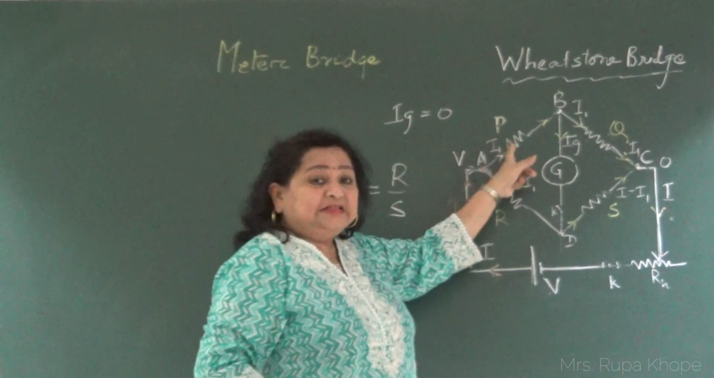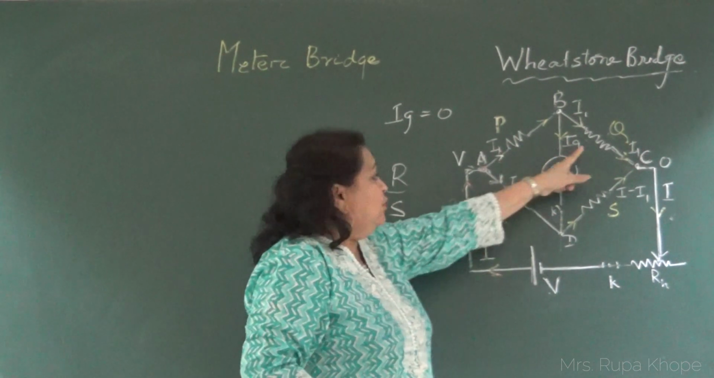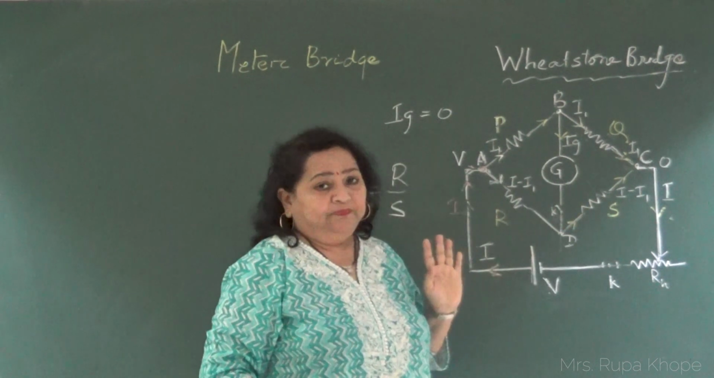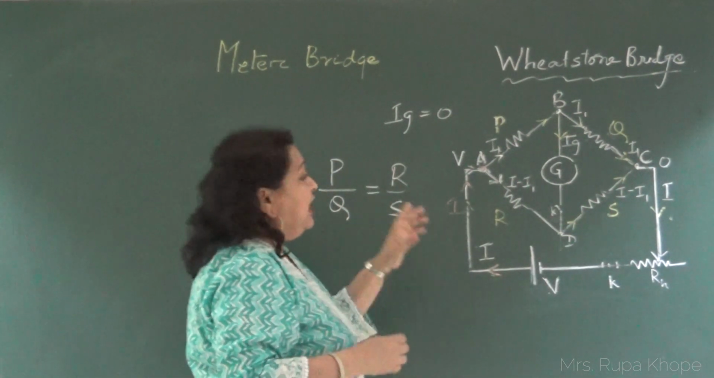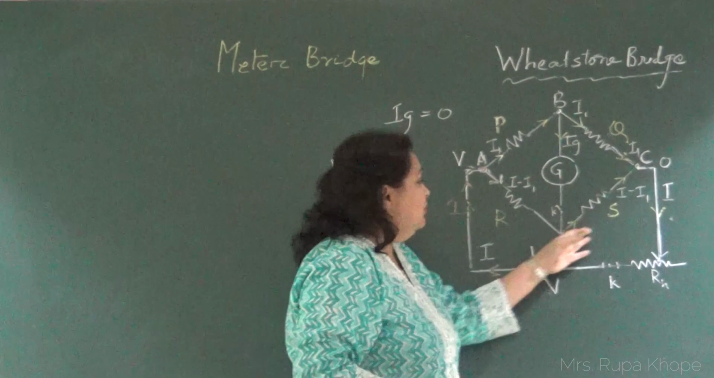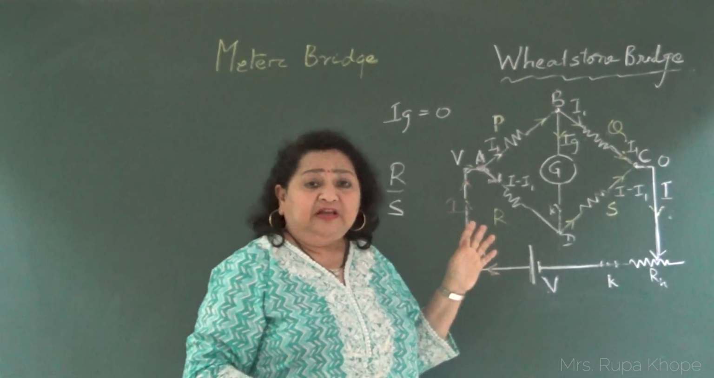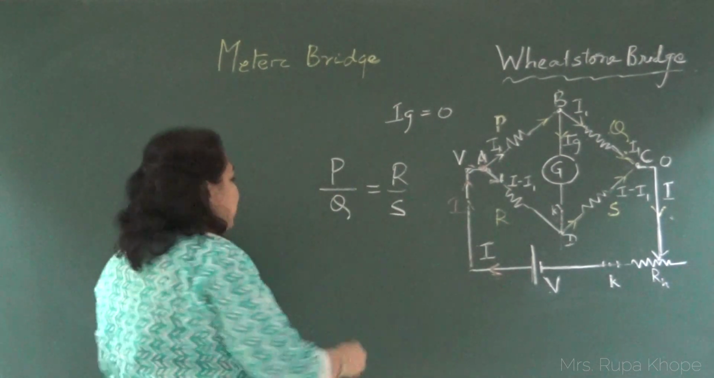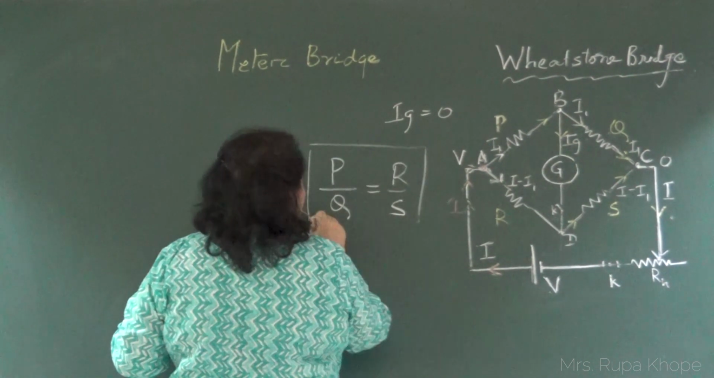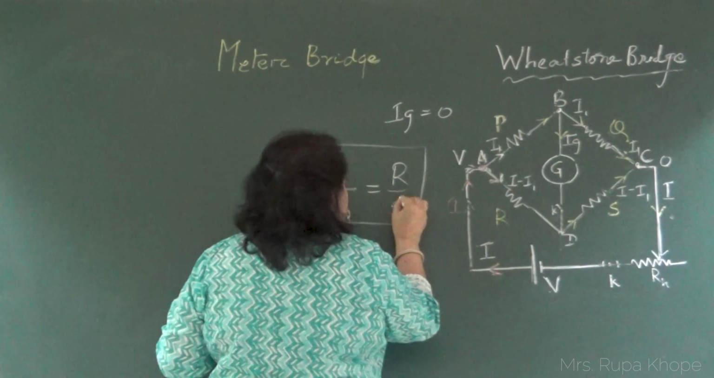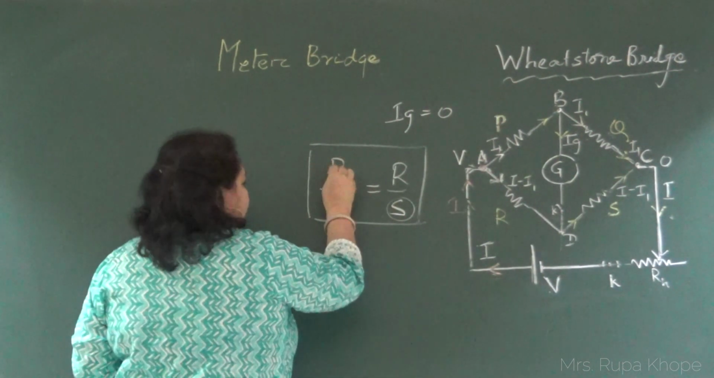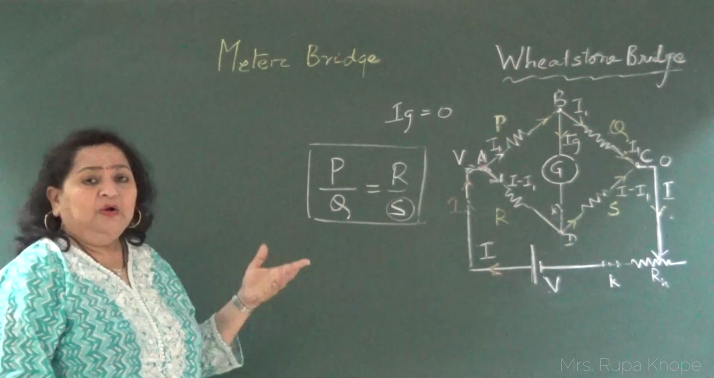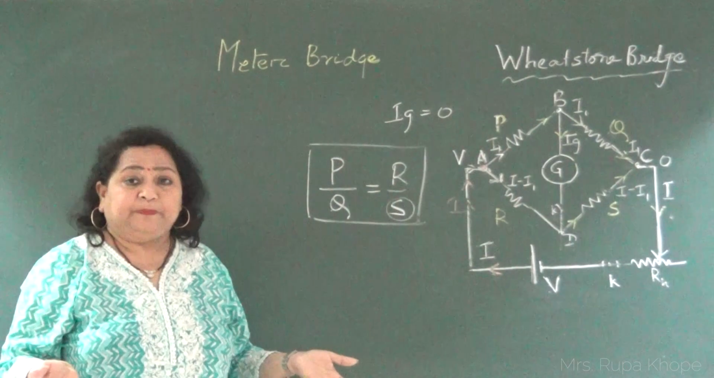What is P? Resistance in the first arm. Q is the second arm, R the third arm, and S the fourth arm. And what can we do? We can find out one unknown when there are four resistances given. Three are known and one is unknown. With this relationship, we can find out the unknown. In this case, suppose S is unknown to us, and you know P, Q and R, we can find out S with this relation. That is the statement of the principle.